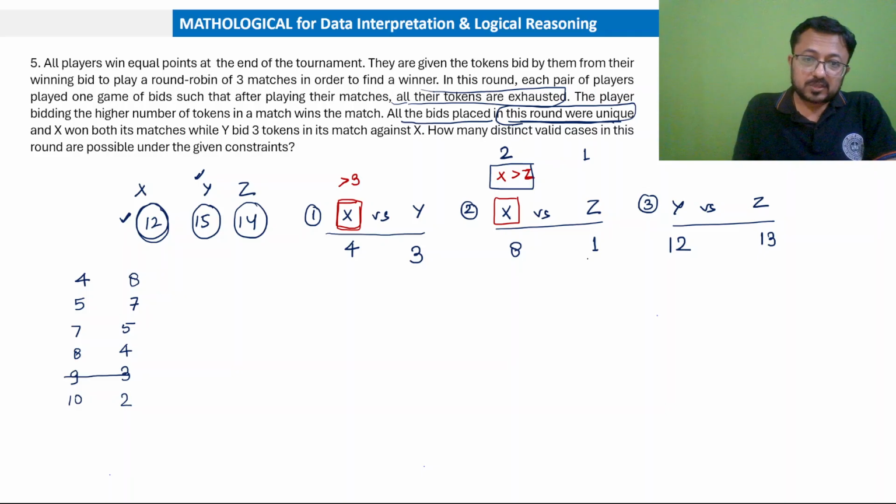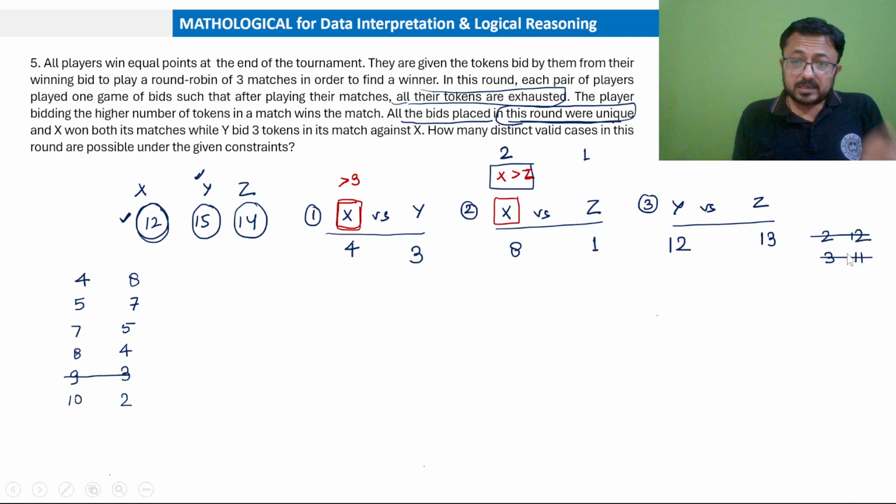2 and 12 possible नहीं होगा z के लिए. क्यों नहीं होगा? Because in that case 12 tokens will be bid by z also, जबकि y ने already 12 tokens place किए हुए. By the same logic 3 and 11 भी possible नहीं होगा because 3 tokens have been already bid by y. 4 and 10 भी possible नहीं होगा because 4 tokens have been bid by x in this round. Okay, और क्या possible हो सकता है हमारे पास? 5 and 9. Yes, 5 and 9 is also possible.